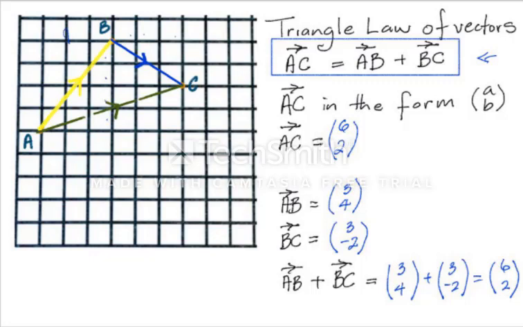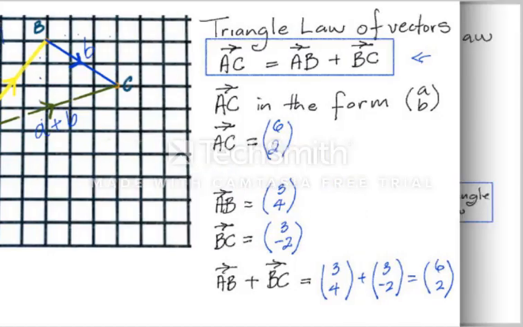If two vectors are acting in the same direction, the sum of the two vectors may be obtained by completing a triangle. So if this was, let's say, the vector A, and this the vector B, this would be the vector A plus B. So if AB is the vector A and BC is the vector B, AC would be the vector A plus B.